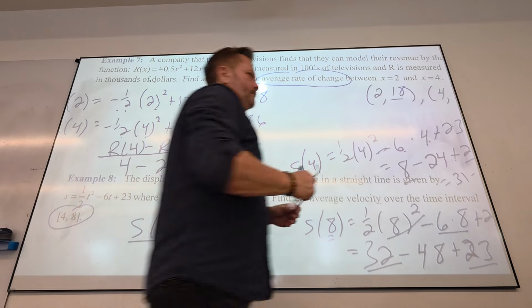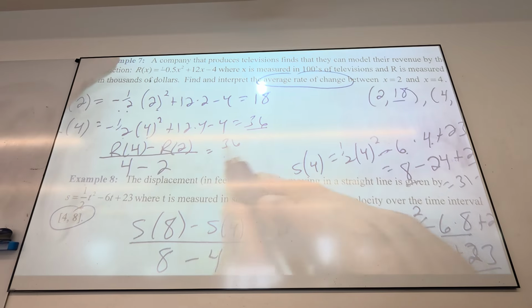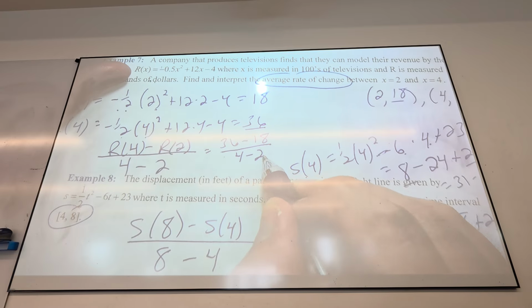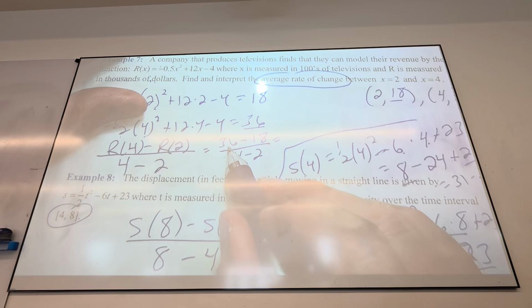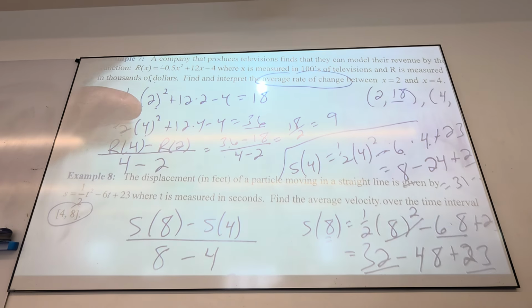So R of 4 we figured out, 36. R of 2 we figured out, 18. And then my 2 inputs are 4 and 2. So I get, what's 36 minus 18? 18. Divided by 2, I'm going to catch up to you, 9. So my revenue was $9,000 per 100 TVs, or $90 per TV.